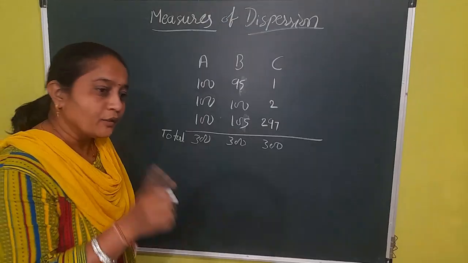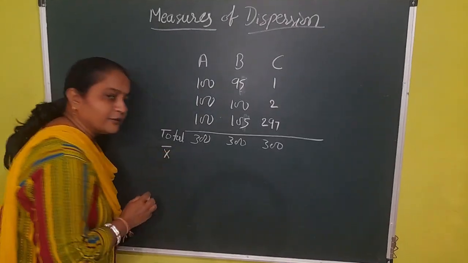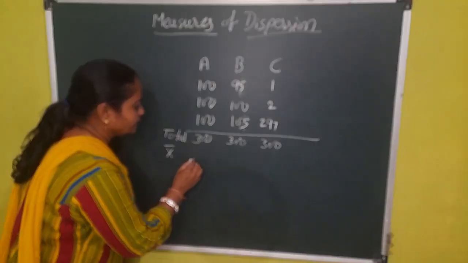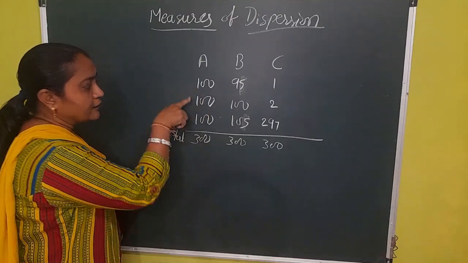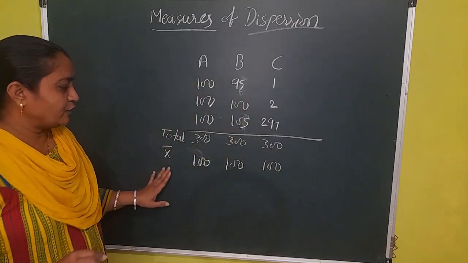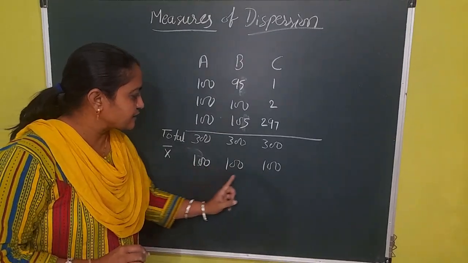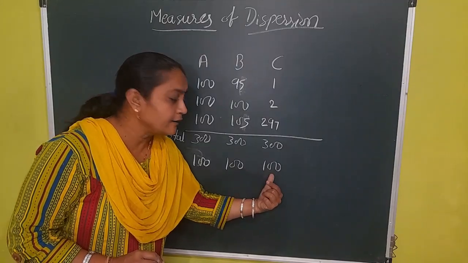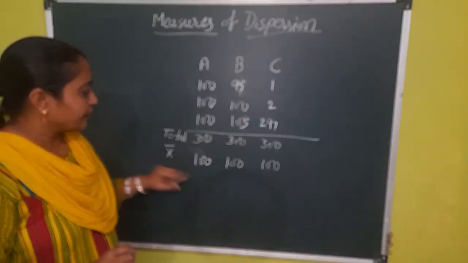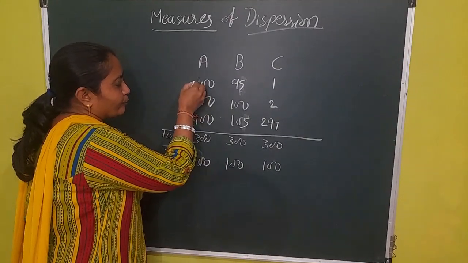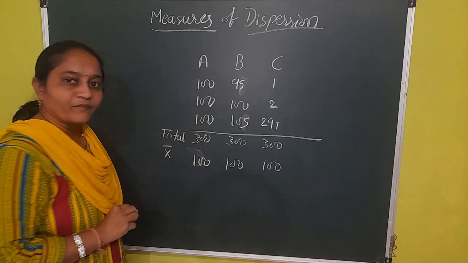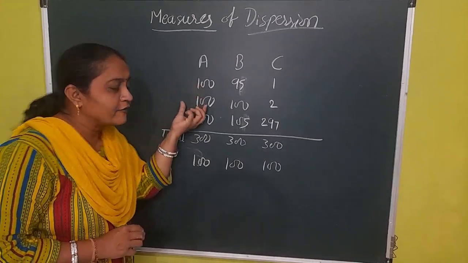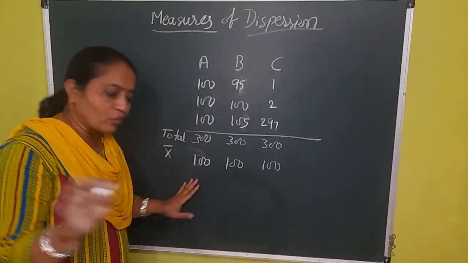If we find the mean for these batsmen, it is 300 divided by 3. We got a mean of 100. The three batsmen have the same mean: A has 100, B has 100, and C has 100. But mean means average, so how far is he from the average in every match? See, for A these are the same.